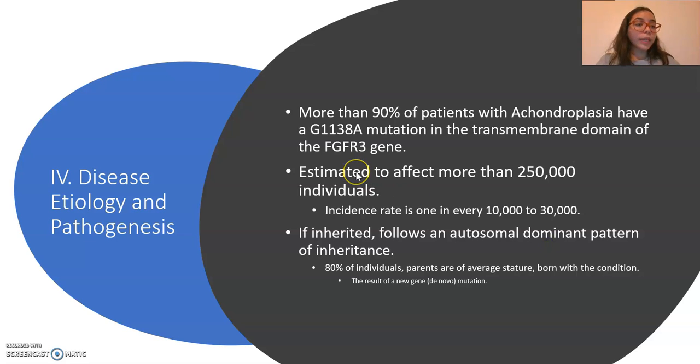Okay, and we'll be going into disease etiology and pathogenesis. More than 90% of patients with ACH have a gene mutation at G1138A in the transmembrane domain of the FGFR3 gene. It is estimated to affect more than 250,000 individuals, and the incidence rate is 1 in every 10,000 to 30,000. If ACH is inherited, it follows an autosomal dominant pattern of inheritance. About 80% of individuals have parents with average normal stature, but they are born with the condition because of a new gene mutation that is also known as de novo.